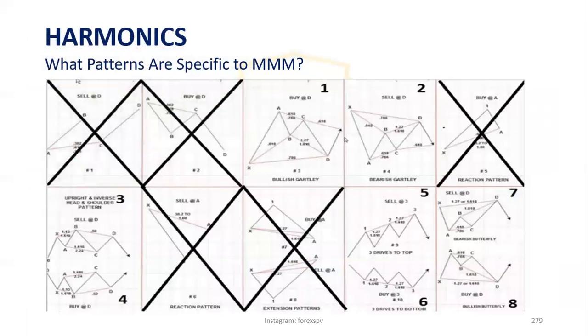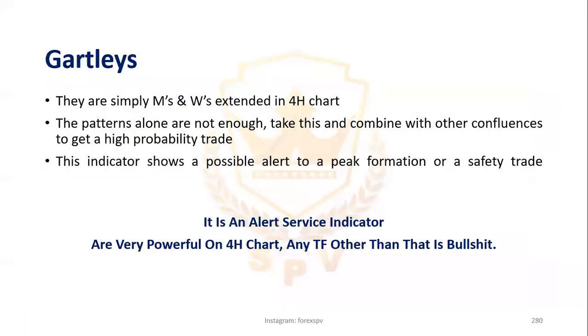We also have the harmonic patterns, and these are also powerful on the R4 charts. Any other time frame than that, it's bullshit. So the harmonic patterns act as an alert service indicator for us. So we should only be alerted of a possible reversal. And when combined with other confluences, now you can be sure this is now a reversal.